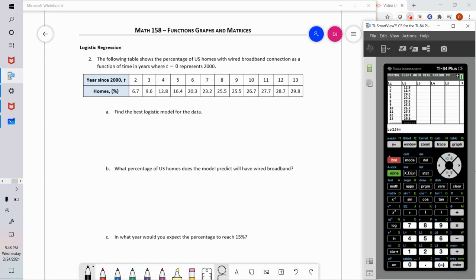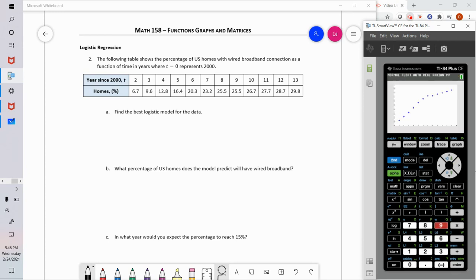Let's do a scatter plot of the data. So we're going to go to second stat plot. I'm going to go to Plot 1, turn it on, and make sure that my X list is L1 and my Y list is L2. So I've got to make sure that those are right. I'm going to switch this to a plus because I like that better. And now I'm just going to hit zoom 9.